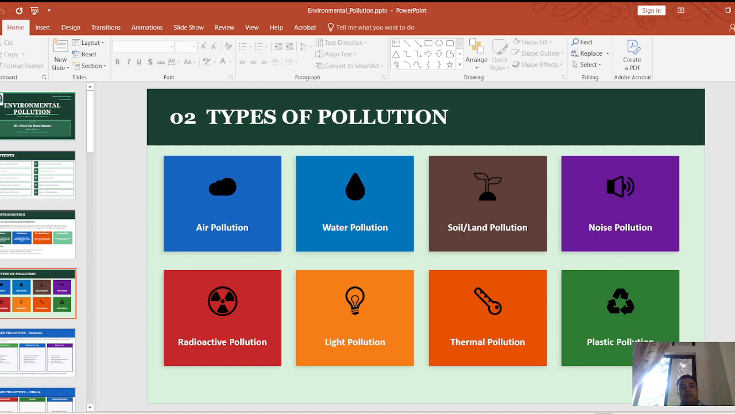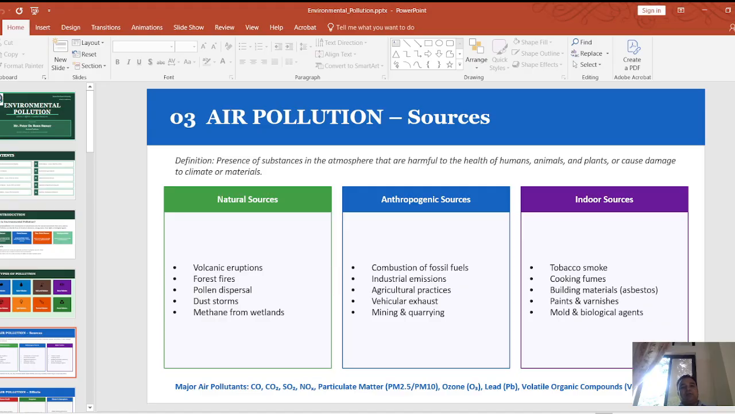Now, let us discuss air pollution, its sources, effects, and control measures. Air pollution refers to the presence of harmful substances in the atmosphere that can negatively affect human health, animals, plants, and the environment. It can also damage buildings, materials, and contribute to climate change.